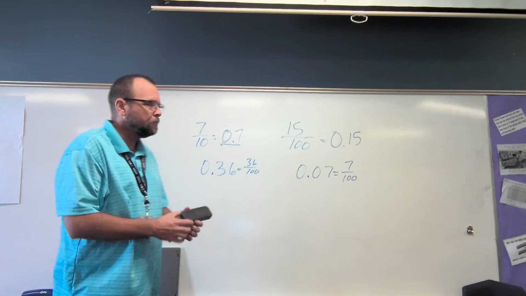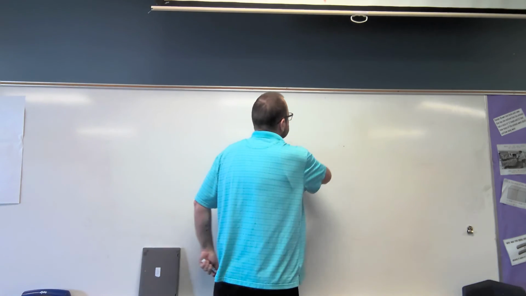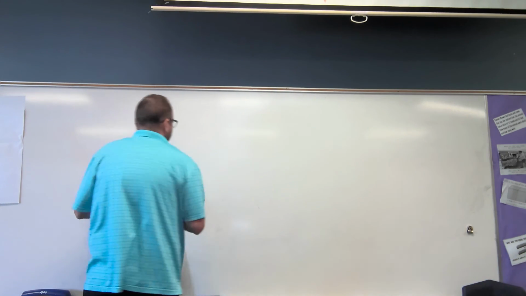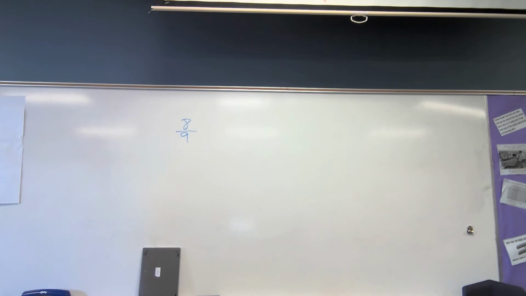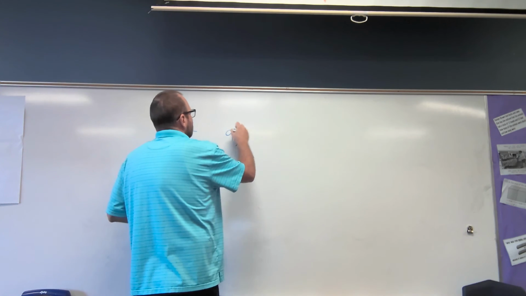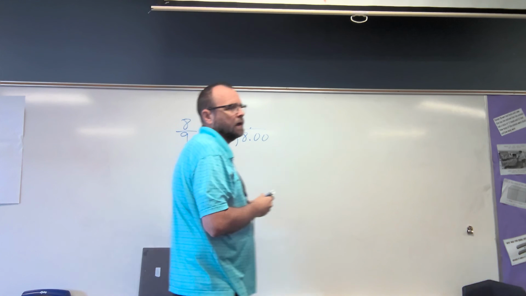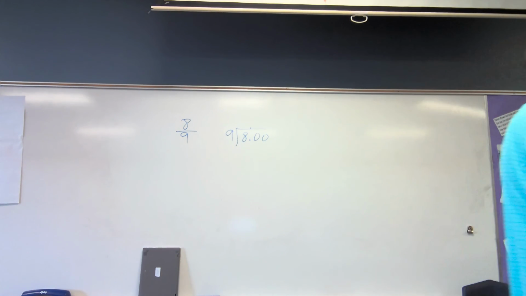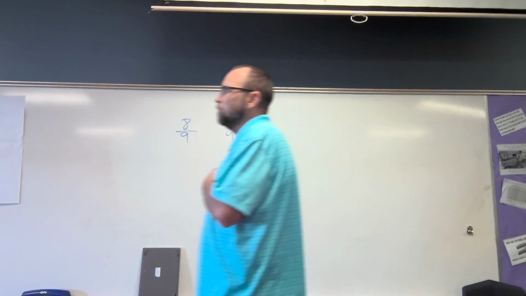When I figure out your grades on a paper, let's say today's assignment has 9 problems. So 8 out of 9. If you missed one, all I do is divide 9 into 8, and that gives me your percentage.